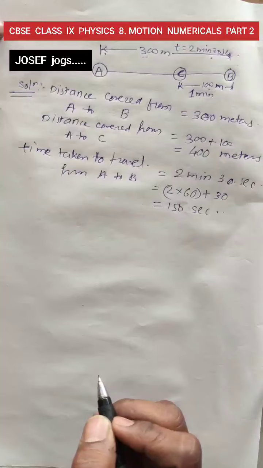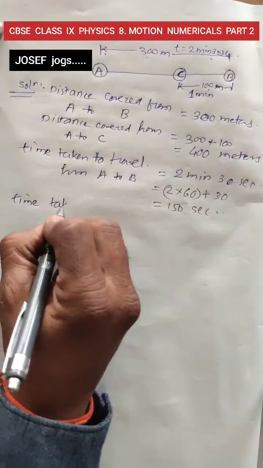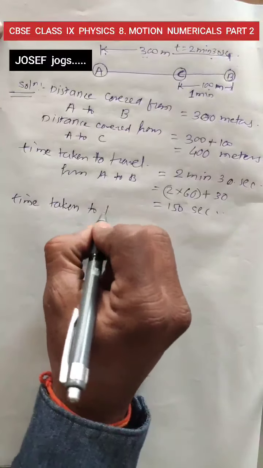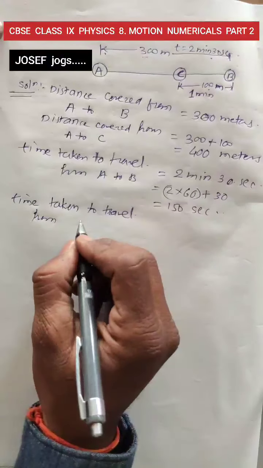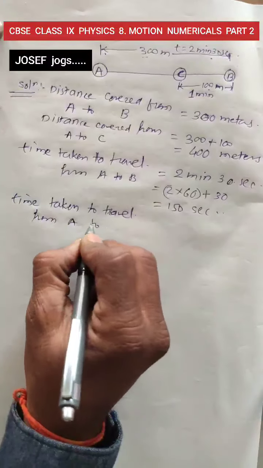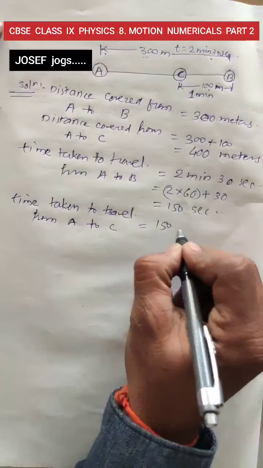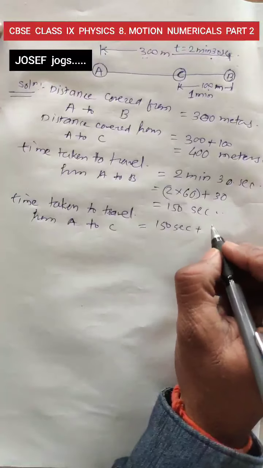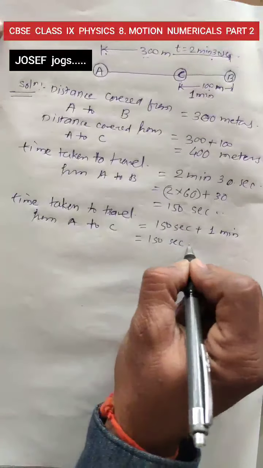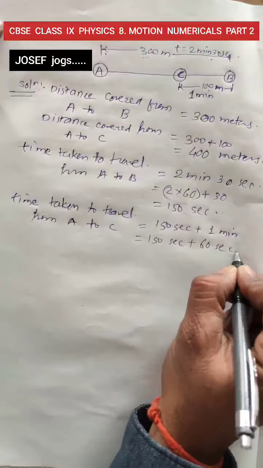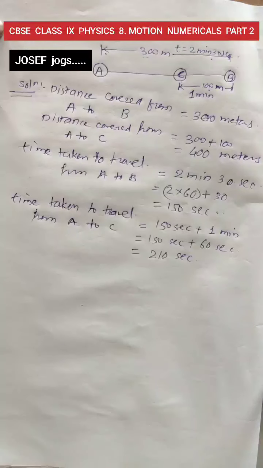Okay. And after that, time taken to travel from A to C. That means A to C is this 150 seconds plus 1 minute, that is 150 seconds plus 60 seconds, so it is equal to 210 seconds. Okay. So this is the time.